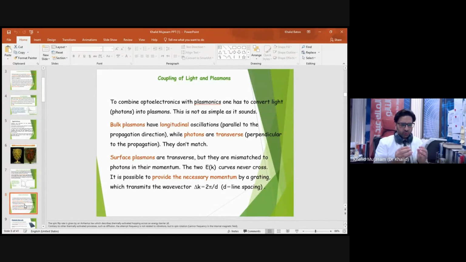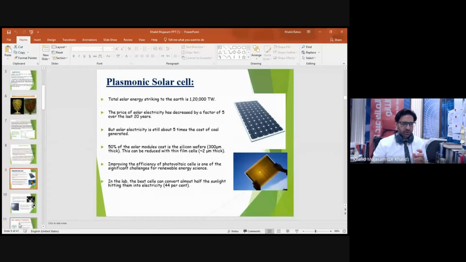That's where we apply a kind of grating. It is possible to provide the necessary momentum by a grating, which transfers the wave vector k, which is equal to 2 pi over d, where d is the line spacing in the grating mechanism.